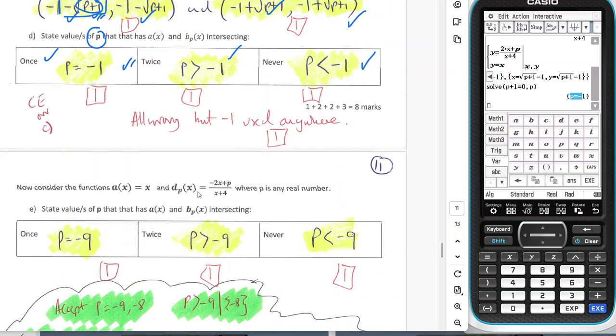Now if I consider x and minus 2x plus p equals 4, I now get these answers. And what am I looking for? Obviously p being less than -9, p being greater than -9, and p being equal to -9 will give me my once, twice, and never.